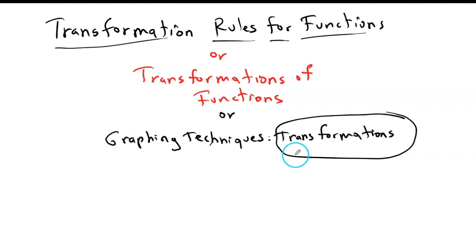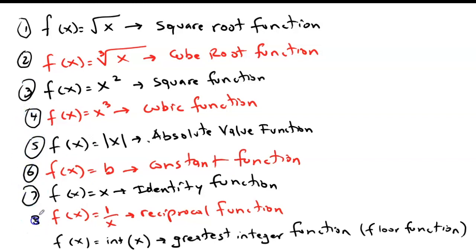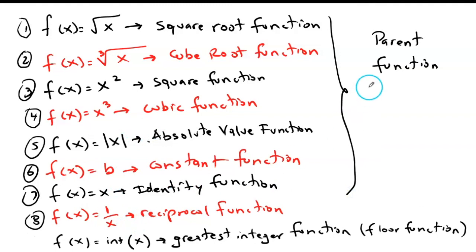In that regard, I have to go to this list of functions. Don't get scared. We have 1, 2, 3, 4, 5, 6, 7, 8, and 9. So we have 9 parent functions. These are called parent functions. Why parent? Because this is your most basic function of that type. This list, all those 9, is called a library of functions.